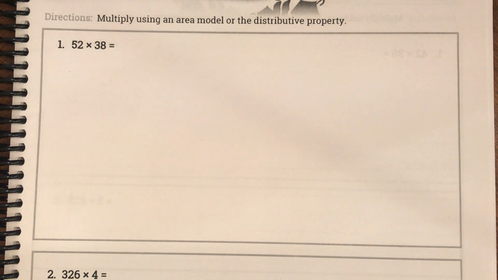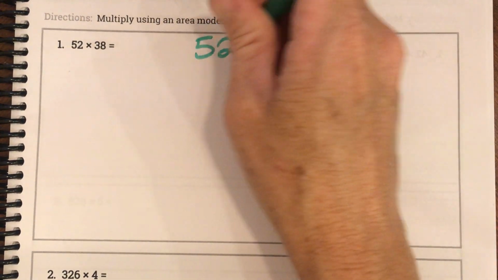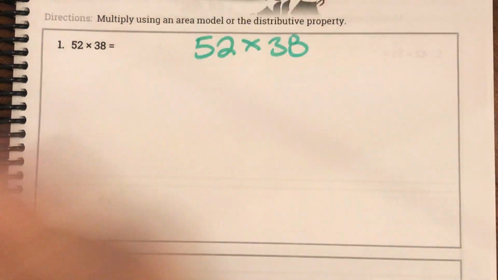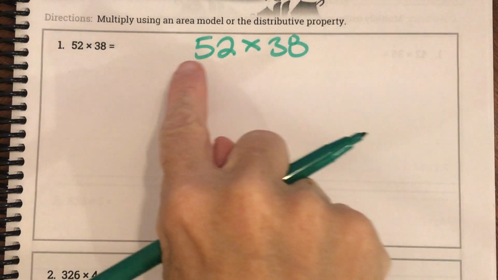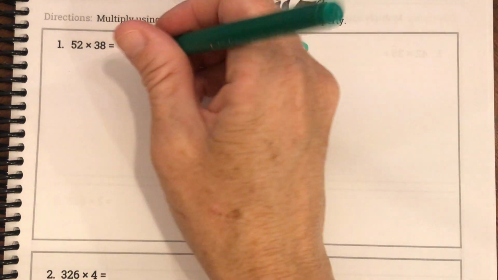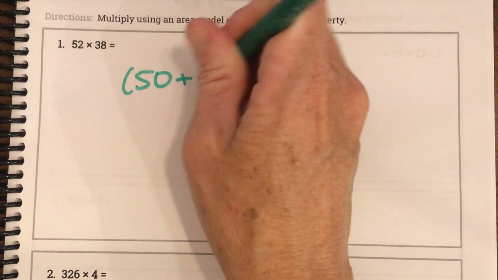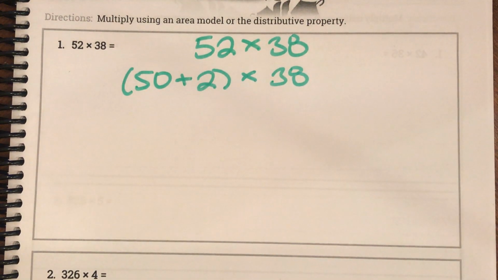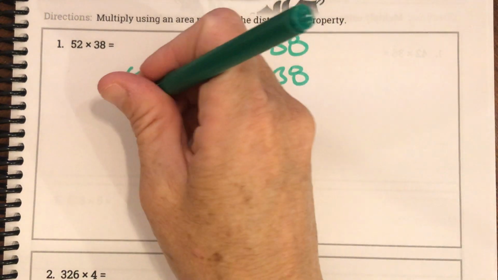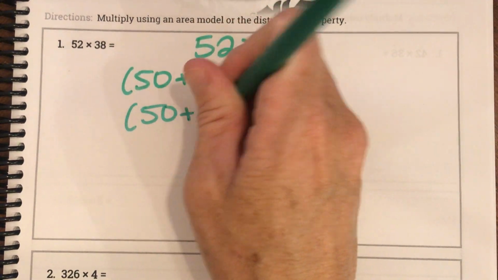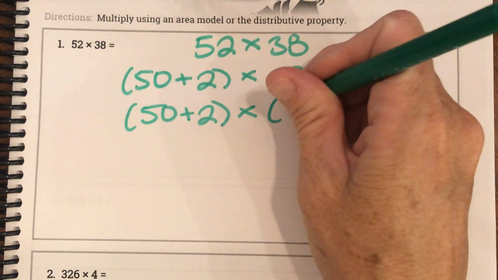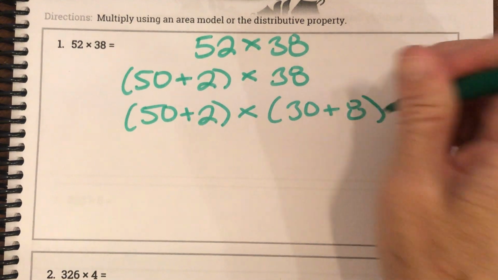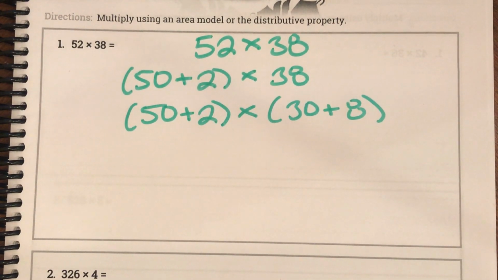So if we use the distributive property for this one, let's start by writing our problem in the center. Okay, and remember we're going to first decompose this. So we get 50 plus 2 times 38. And then let's decompose this one. So we get 50 plus 2 times 30 plus 8. And then let's get this actual distributing.